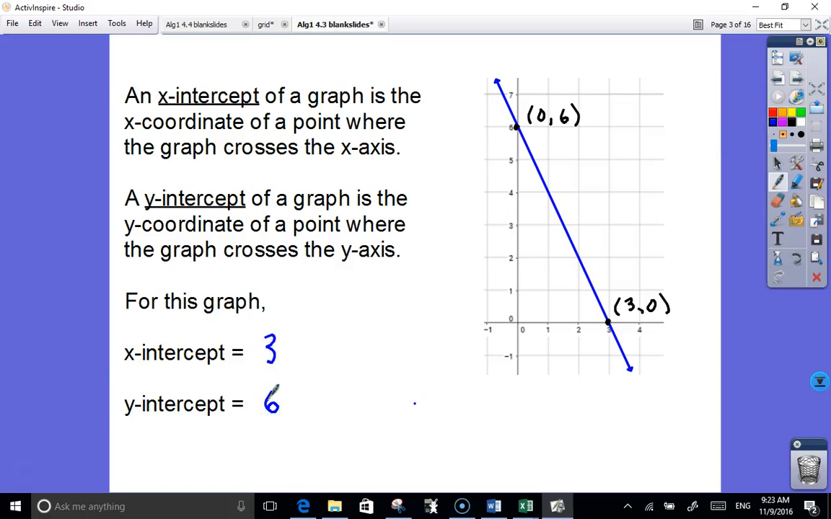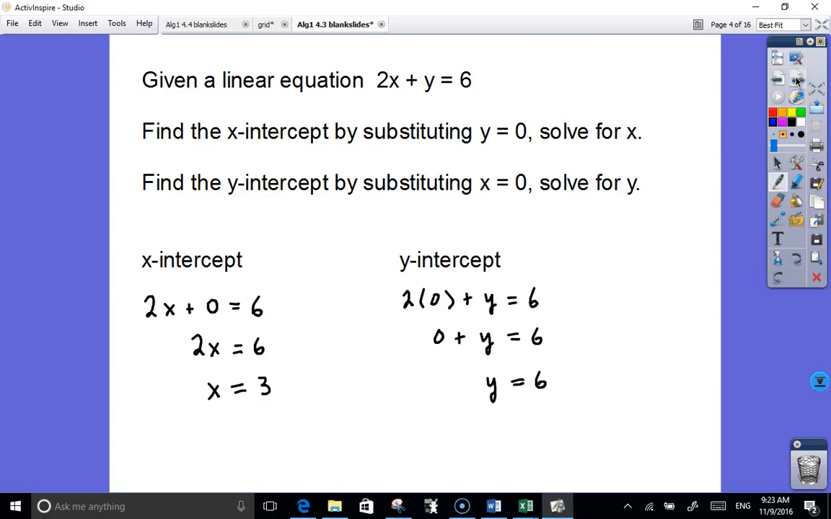When they say the term intercepts, plural, they mean both of those: the x-intercept and the y-intercept. So, easy concept. What is the x-intercept? What is the y-intercept? If you're given a linear equation, how do we know that 2x plus y equals 6 is linear?